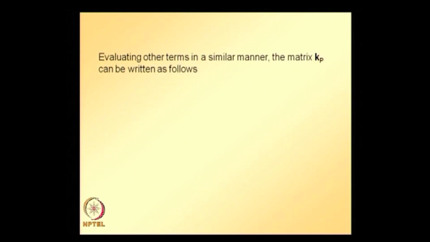Evaluating other terms in a similar manner, the matrix Kp can be written like this. And once again, application of this formula is possible only if we are integrating the shape functions over a triangular region, and p is constant. Here p is assumed to be constant. If p is not constant, the integrand becomes complicated and we need to adopt a numerical integration scheme.